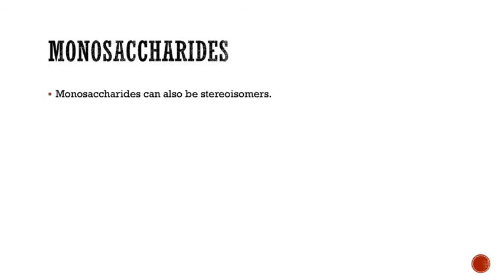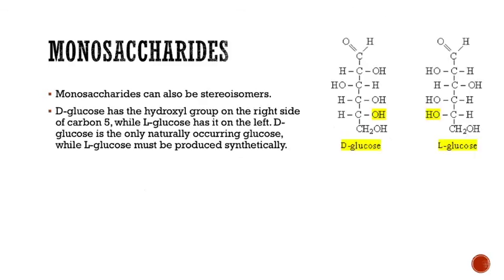Monosaccharides can also be stereoisomers, such as glucose. D-glucose has the hydroxyl group on the right side of carbon 5, this one here, whereas L-glucose has it on the left side. That's where the L comes from. D-glucose is synthesized naturally by plants and is used all throughout the environment, whereas L-glucose can only be artificially synthesized in a laboratory setting, and it's not found naturally throughout nature.